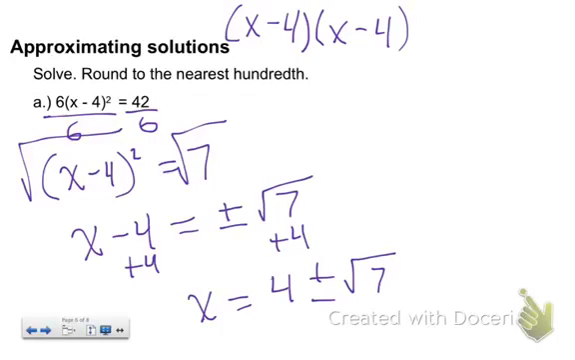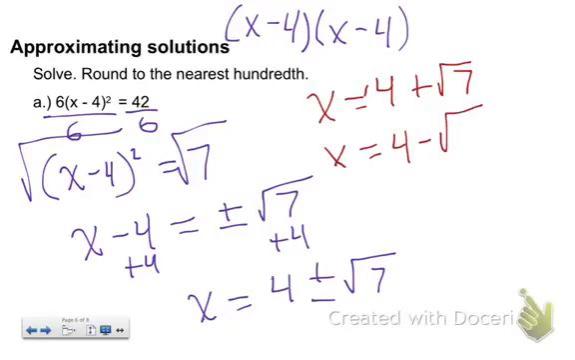Occasionally that will be the way you see the answer. They might also write x equals 4 plus the square root of 7 and x equals 4 minus the square root of 7. Now if they're asking us to round to the nearest hundredth, we can also find a decimal in this case. Okay, so in this case when we do 4 minus the square root of 7, we get 1.35. And when we do 4 plus the square root of 7, we get 6.65.